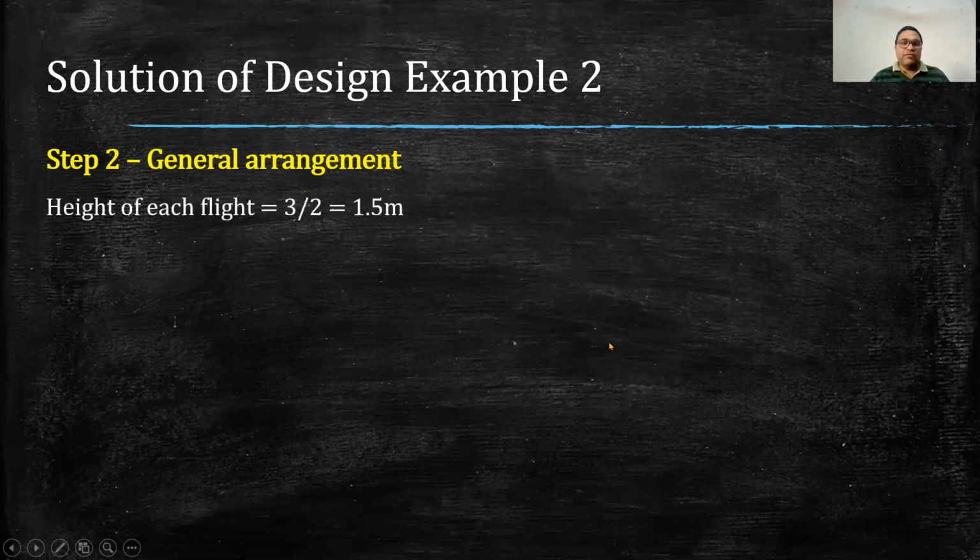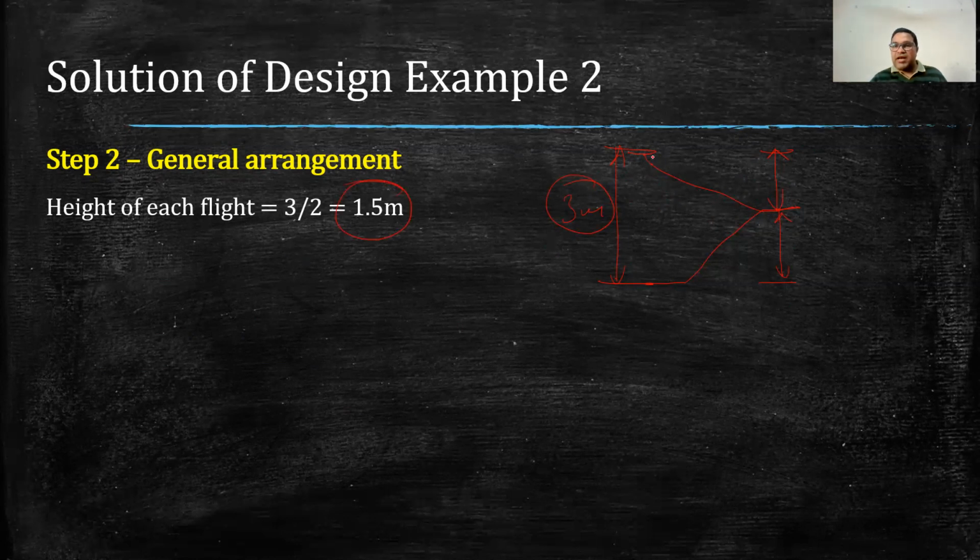So first of all, we will find out the height of flight, because the floor to floor height is given, which is 3 meter, and therefore the staircase will look something like this. We have to find out the height of one flight. In the floor there will be two flights, because we are designing a dog leg staircase. One flight is this one and one flight is this one. Both are identical and therefore their height will be the same. So this height will be half of the floor to floor height, which is 1.5 meter.